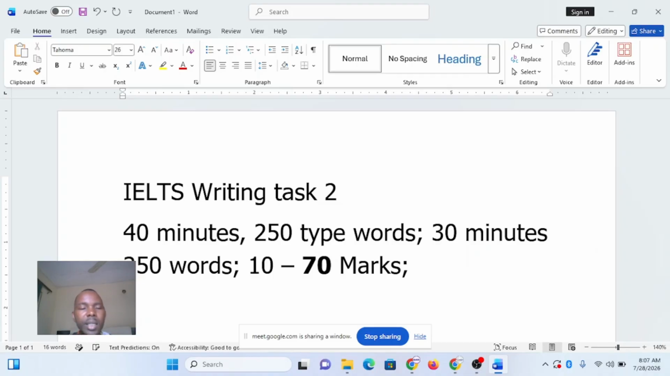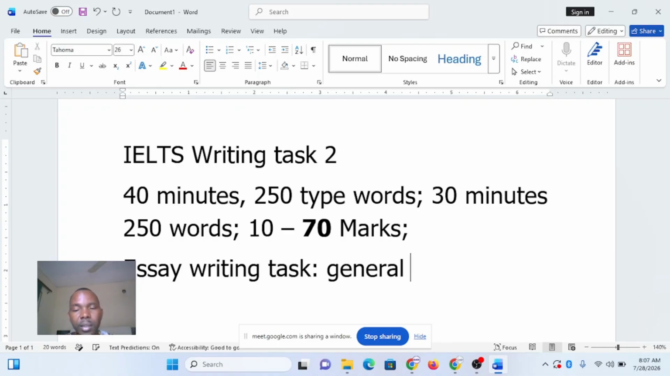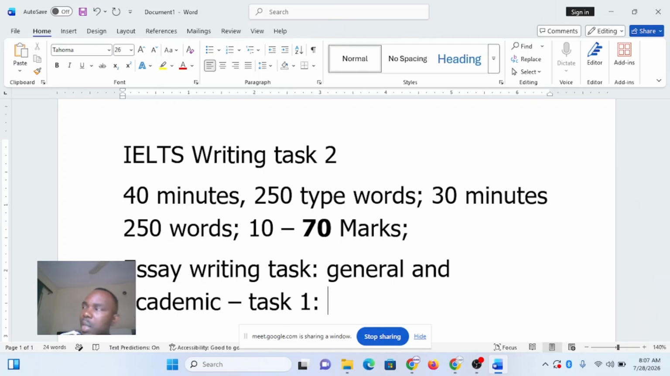Now the next thing is what David just talked about. For the task 2, the task is the same and it is essay writing, right? So you have to write an essay. It is the same for general and academic. The only one that is different, I already explained it to you, is the task 1. In task 1, the academic will be doing interpretation of diagram and then the general will be doing letter writing. But in task 2, both academic and general, they are doing the same thing, which is essay writing, all right?